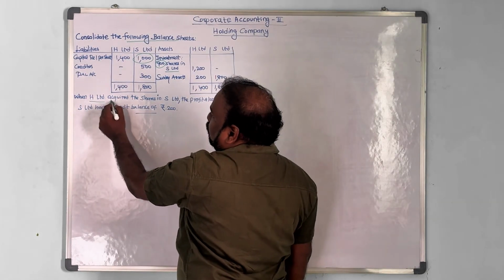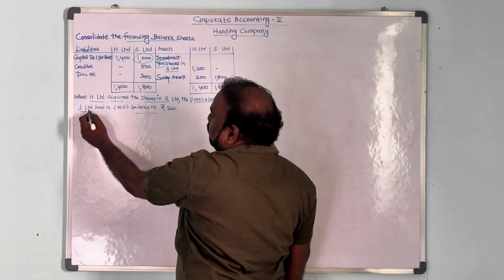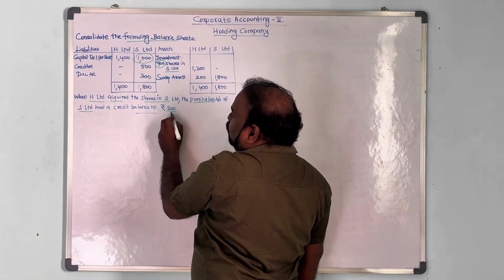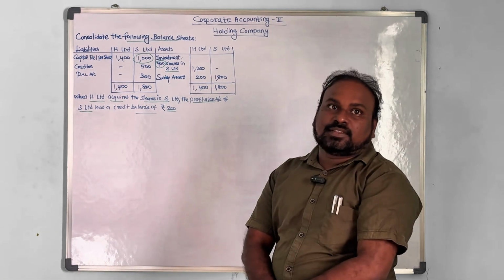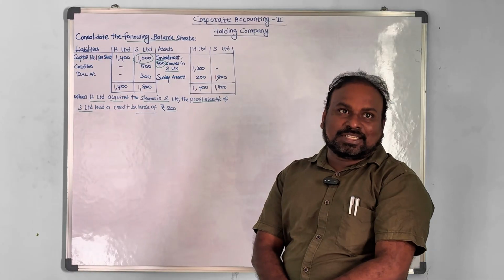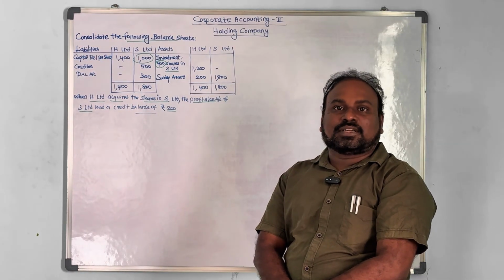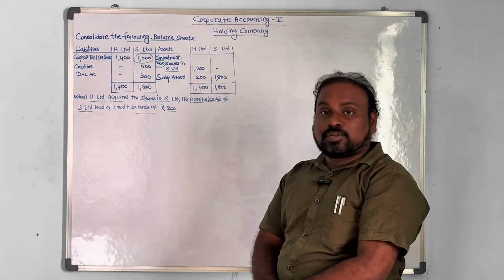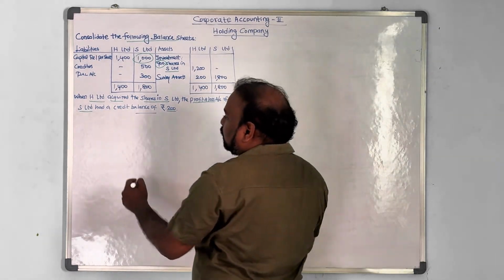When H Limited acquired shares in S Limited, the profit and loss account of S Limited had a credit balance of 200. So this is capital profit. Profit earned by the subsidiary company till acquisition is called capital profit. After acquisition is called revenue profit. This is relevant to calculate capital profit and revenue profit. Let us go for the solution.